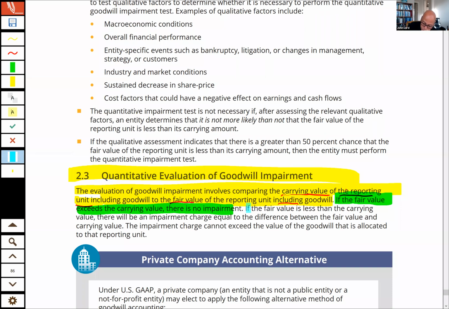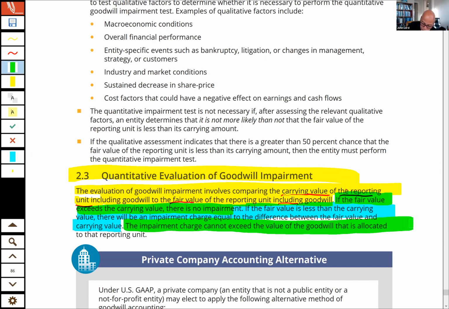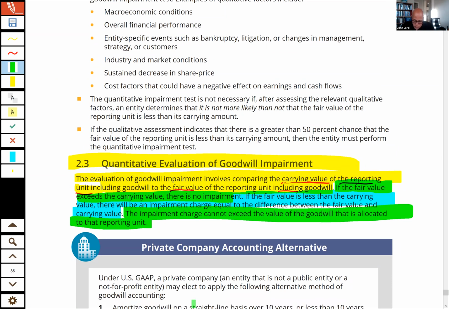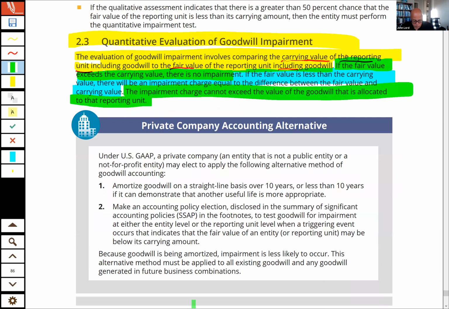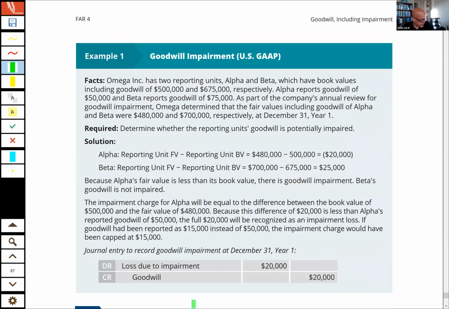If the fair value is less than the carrying value, there will be an impairment charge equal to the difference between the fair value and the carrying value, okay? And the impairment charge cannot exceed the value of the goodwill that is allocated to that reporting unit. So let's just go to the example because I'm having trouble reading that, and I think you'll understand it better in the example.